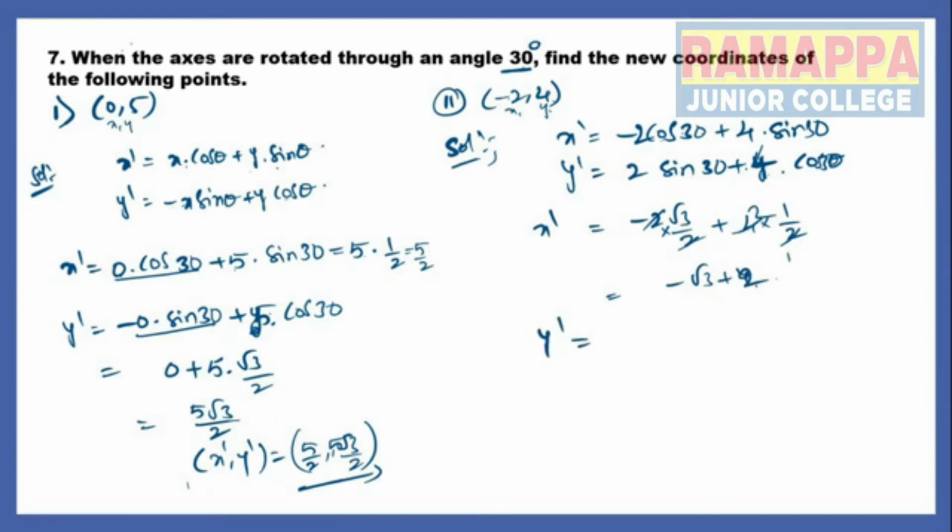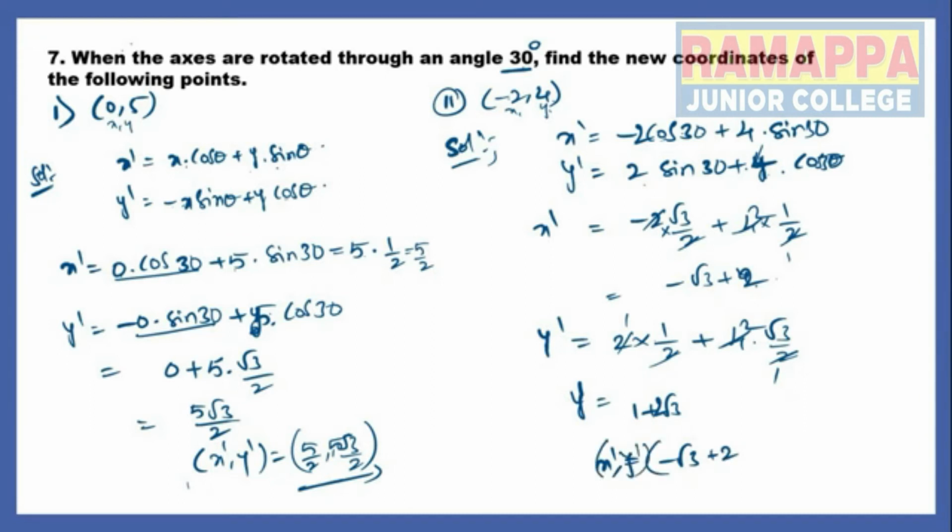So y dash is equal to minus of minus 2, which means plus 2 into sin 30, 1 by 2, plus 4 into cos 30, root 3 by 2. 2 ones are 2, 2 twos are 4, the 2s get cancelled. So y dash will become 1 plus 2 root 3. So for the first, x dash is equal to minus root 3 plus 2. This x dash, y dash, we get 1 plus 2 root 3. So this is the new coordinate.